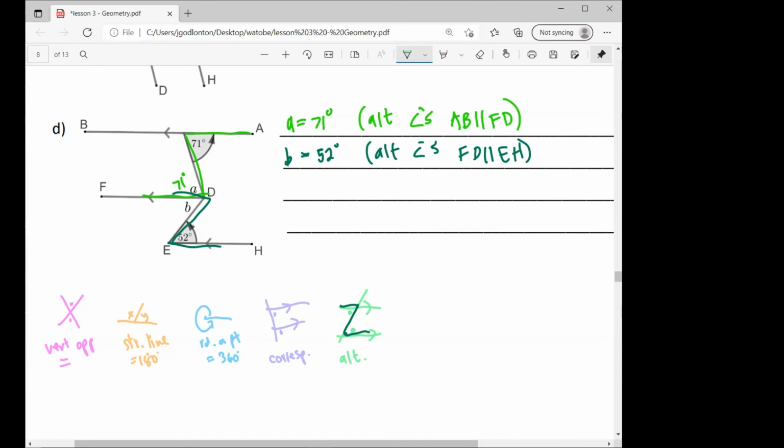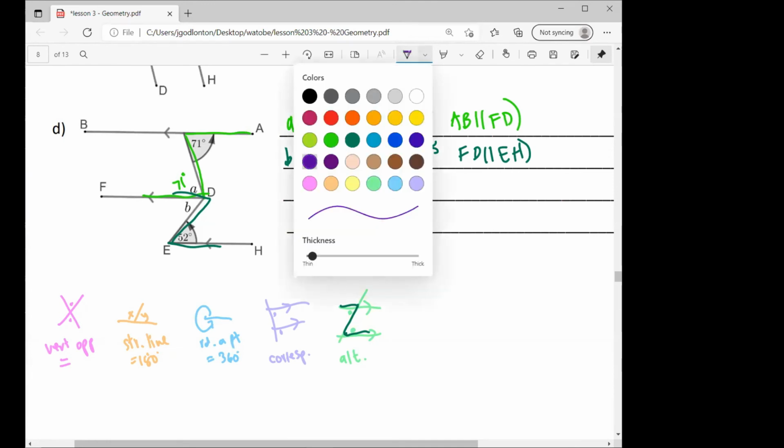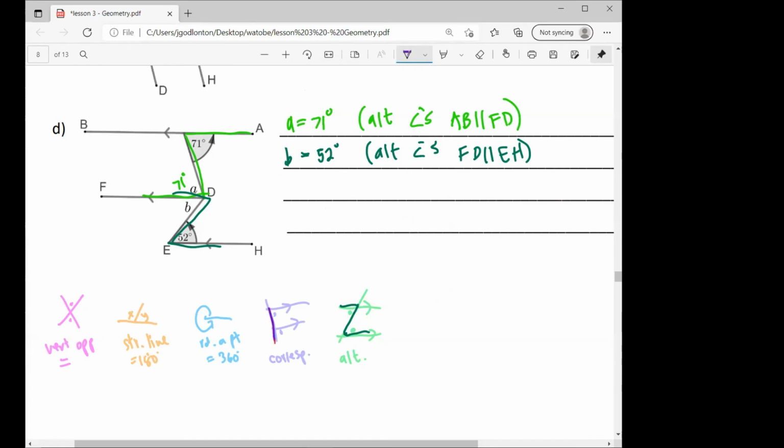Okay, so this is where we're at so far. These are the ones that we have done: vertically opposite, straight line, round a point, corresponding angles, alternate angles. I'm going to give you one easy question to end off on tonight. I'll give you a little bit more time to write this down, and then we'll do one last easy question for the evening so that we can all end on a nice happy note.